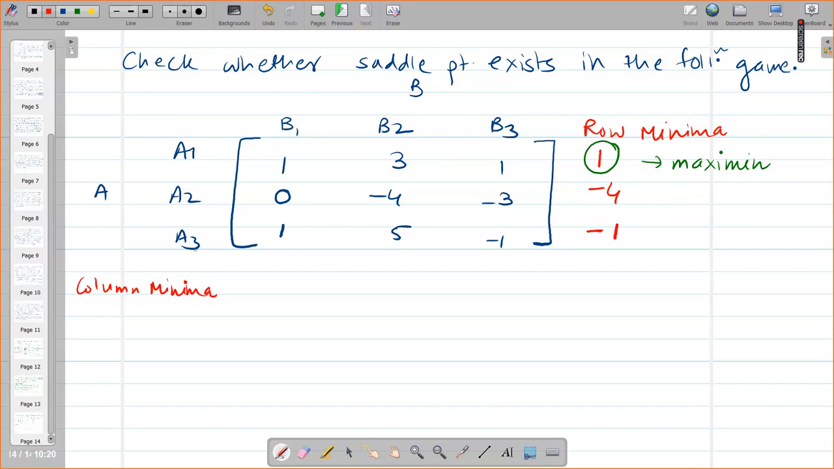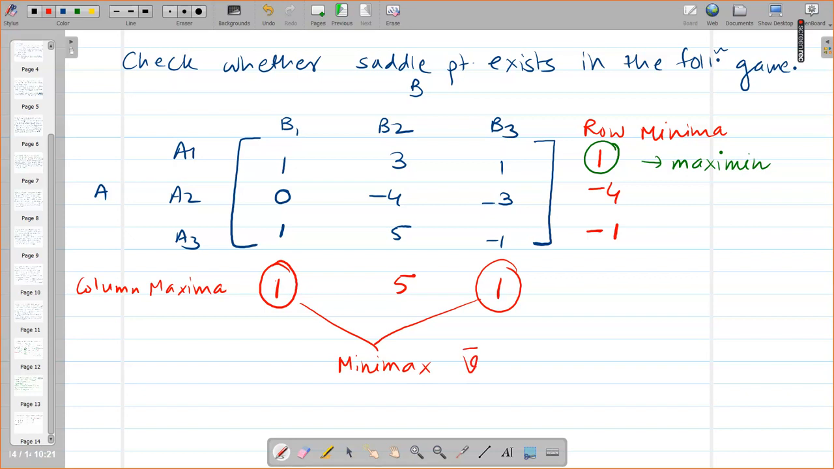Then next column minima, column maxima लिखना चाहिए, sorry. It is column maxima. Yes, first column maximum entry is 1, then 5 and 1. So now see, 1 is the column minimum. 1 is the minimum among column maximums, right? So both these are what? Minimax. Right? Yes or no, girls?